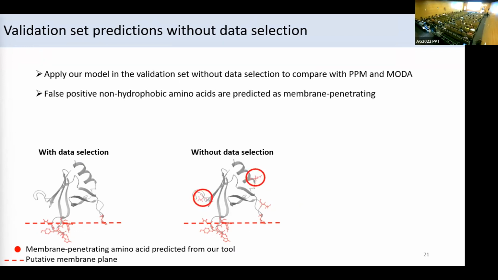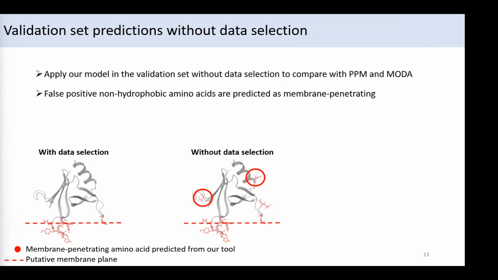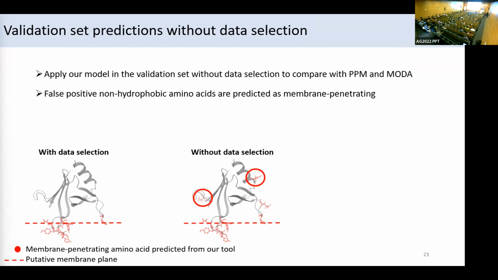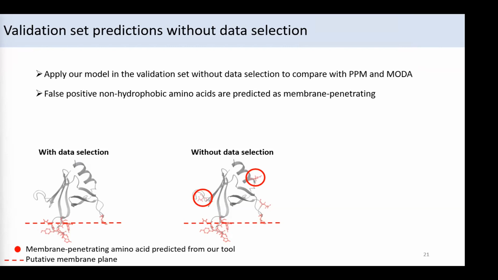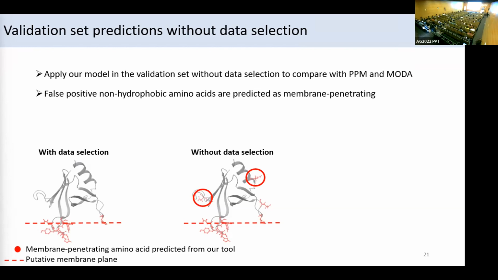And to compare these results, we included all amino acids in the data set. Before, we had only the hydrophobic ones to make the comparison correct with these tools. And by using all amino acids, we found that some false positive predictions appeared, and that's natural because it was not trained with these amino acids.